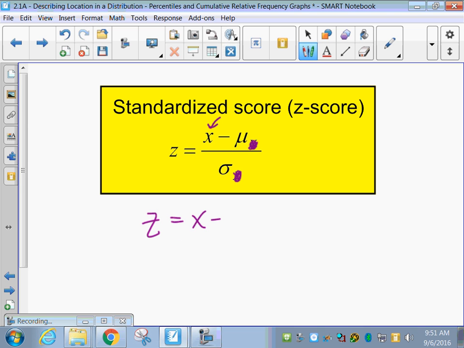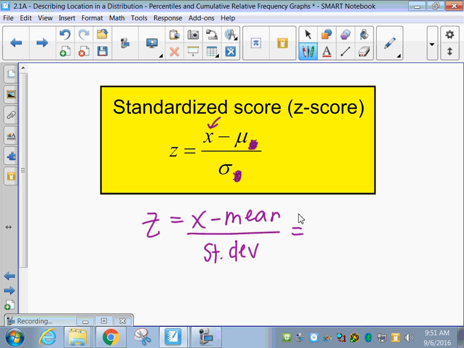All right, X is the data point. And we're actually subtracting mu, which is the mean. So that little Greek symbol thing, mu, is the mean, divided by this sigma, which is the standard deviation. That's what we divide by. Okay, and we're going to see how far above or below the mean we are.